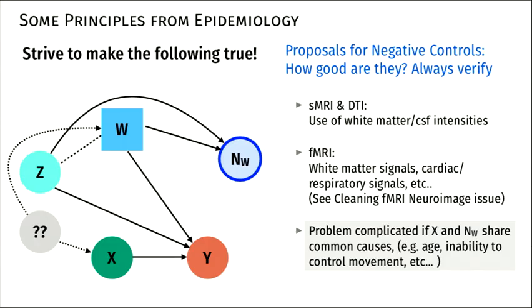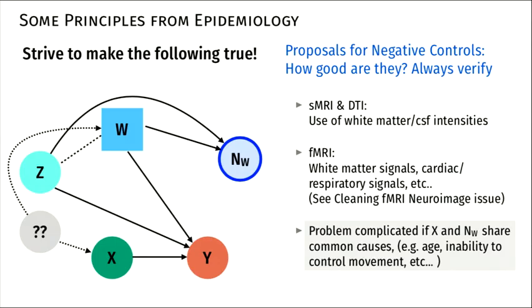For example, you might use white matter and CSF. Those are, I think, among the most popular negative controls used in the literature. This is actually used by a number of techniques that try to normalize intensities in structural data and in DTI. We also use white matter signals or external cardiac and respiratory signals, for example, as negative controls in fMRI.